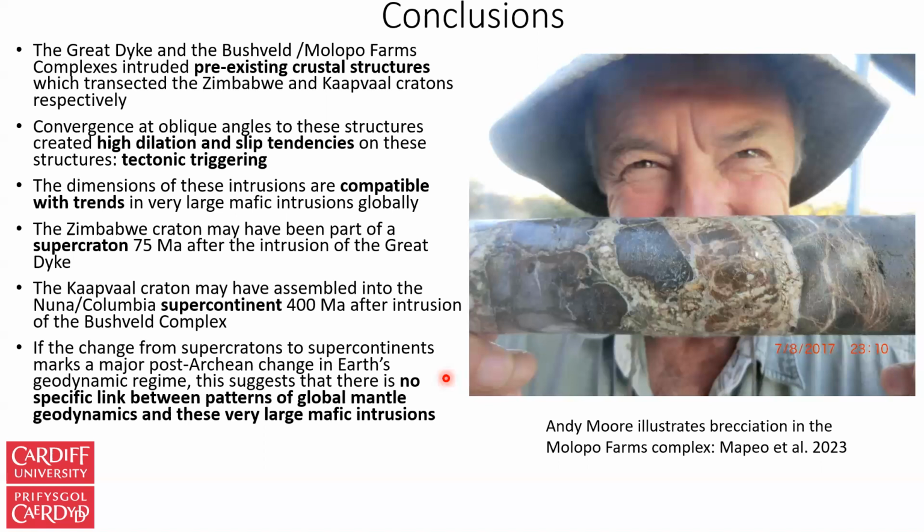And it's interesting, therefore, that in terms of intruding major layered mafic, ultramafic intrusions, it doesn't seem to matter whether we are in the sluggish lid mode, assembling supercratons, or whether we're in plate tectonics mode, assembling supercontinents. In other words, the processes that are generating these huge intrusions are not really dependent on any particular mode of global mantle geodynamics. And I'll leave it at that, hopefully.